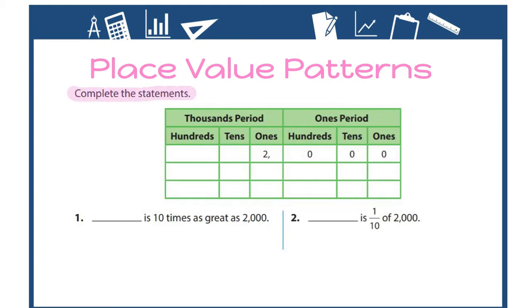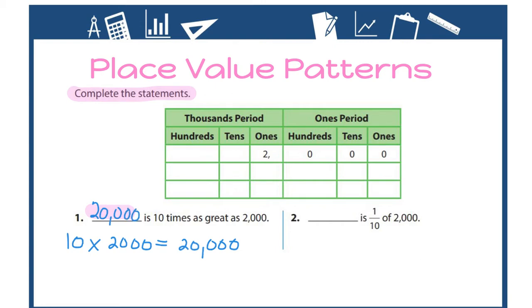Complete the statements. For statement number 1, we are looking for the number that is 10 times as great as 2000. So I will need to take 10 2000s to get my number. So 10 times 2000 is 20,000. So I can state that 20,000 is 10 times as great as 2000.